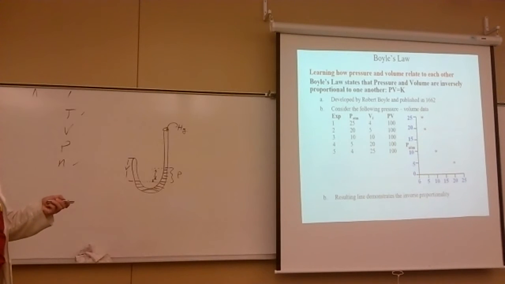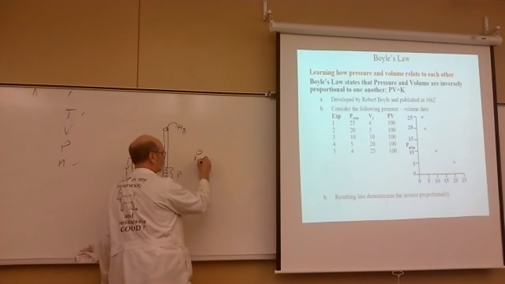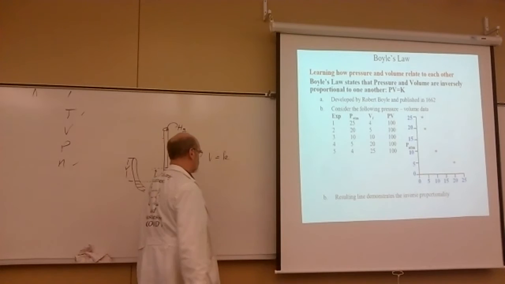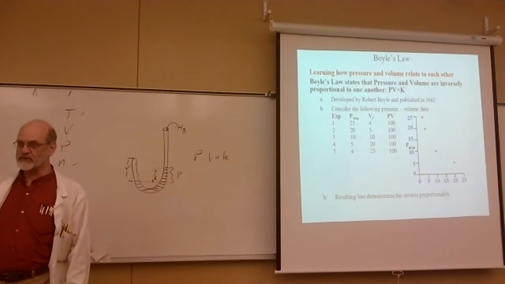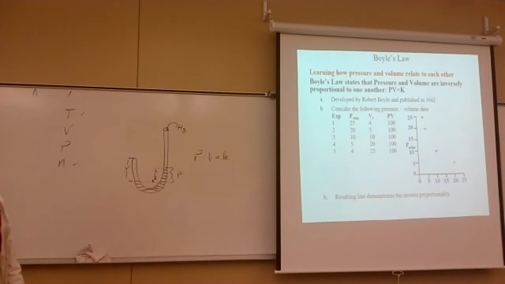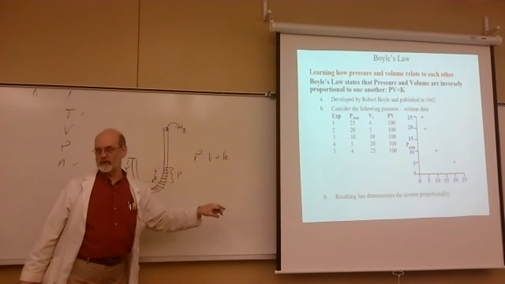So you get pressure versus volume, and you get this curve. So as this one goes up, that one goes down. Or as this one goes up, that one goes down. That's called an inverse proportion. Pressure and volume. And if you multiply pressure times volume, you get a constant value. That's Boyle's law. Pressure times volume is constant, as long as you don't change this one or that one. Moles and temperature have to be constant, unchanging, to let these vary and follow this law. So that's Boyle's law.